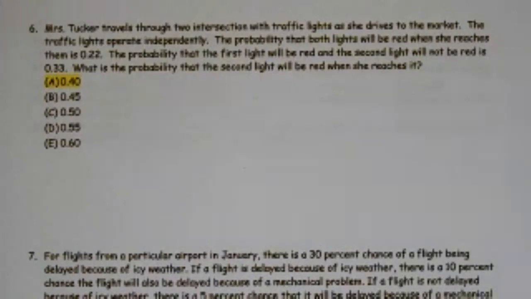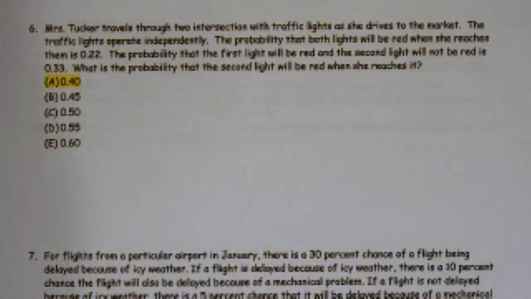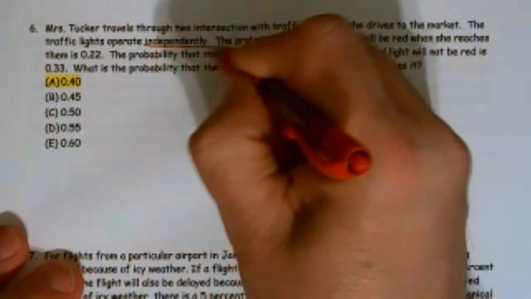So Ms. Tucker travels through 2 intersections with traffic lights. Once again, we have 2. So a table is not exactly a sample space, but it's pretty close. And so once again, you're doing something twice, or you have 2 variables, table or a sample space. The traffic lights operate independently. That's going to be important later on.